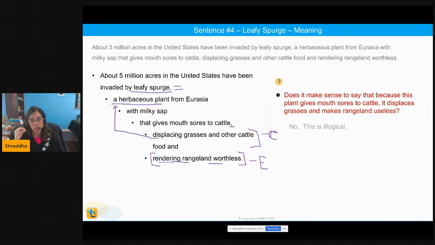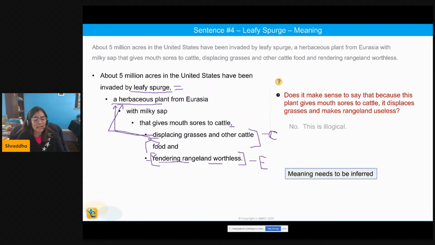This is the logical meaning that we need to infer from the sentence. So yes, a comma plus verb-ing modifier can be used for this particular action over here, which will present the effect of this action. But this action of displacing has to be connected with leafy spurge in order to piece each and every piece of information together in a logical manner in the sentence.